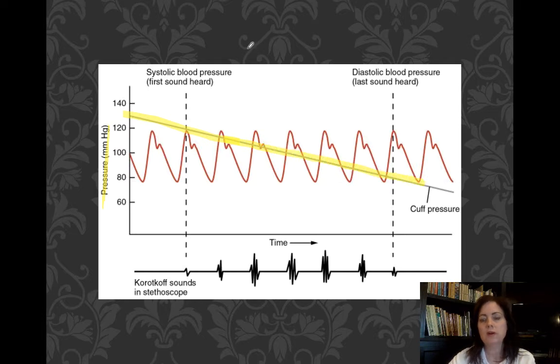Once we no longer hear any Korotkoff sounds, which is kind of showing you here, each one of these is going to be a Korotkoff sound, and we're going to hear it every time the heart beats, right? It's going to correlate with those pressure changes. That is going to be our diastolic blood pressure when we no longer hear the sound.